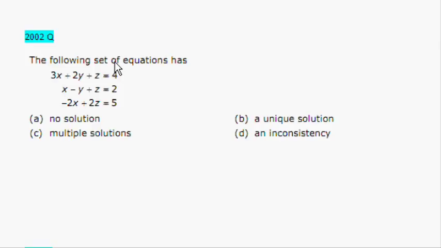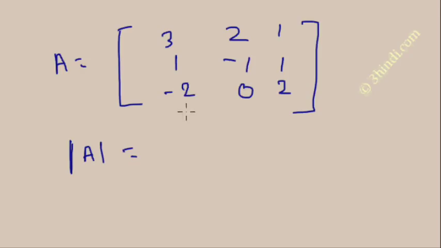The following set of equations, you are required to find out the consistency of this system. So make the two matrices A and K and find out the rank. Here you see the coefficient matrix A is this, and the determinant value is equal to 3 1 minus 2, 2 minus 1 0, 1 1 2.